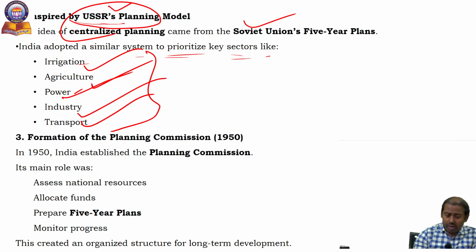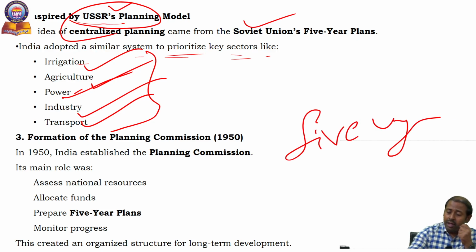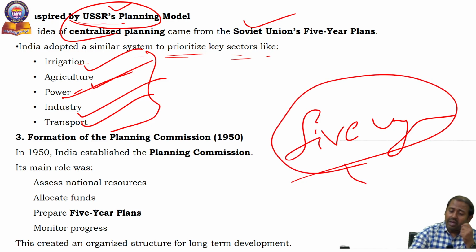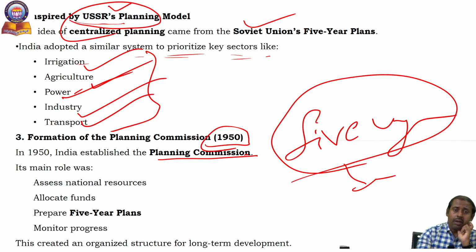What is the formation of the Planning Commission? For the 5-year plan development, a commission was set up in 1950. In 1950, India established the Planning Commission. What is its main role, the main intention behind establishing the Planning Commission? It is to assess the natural resources.